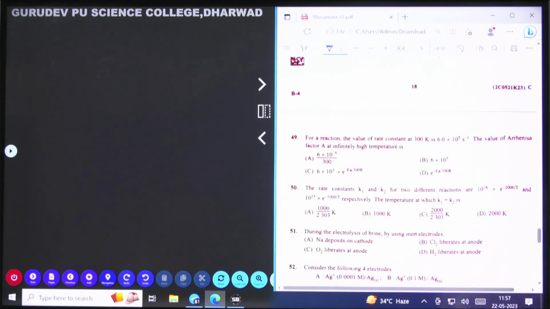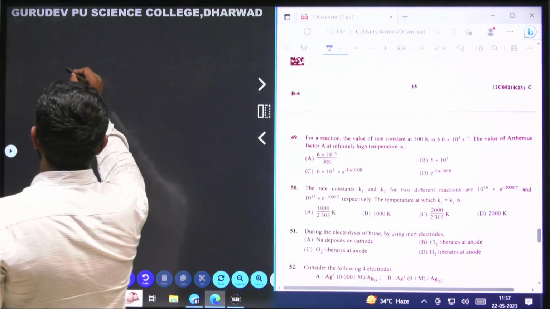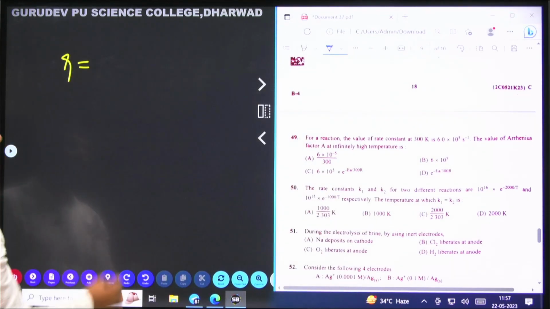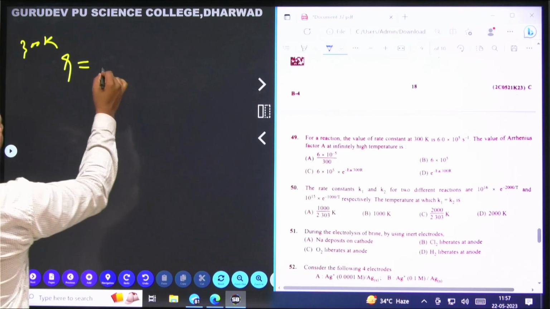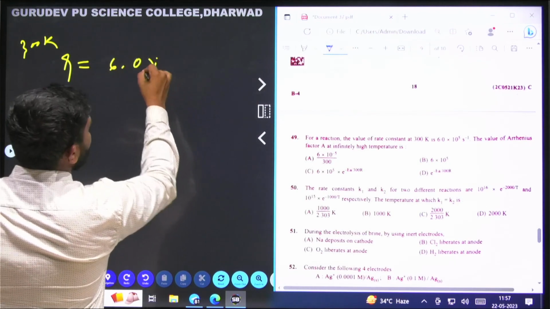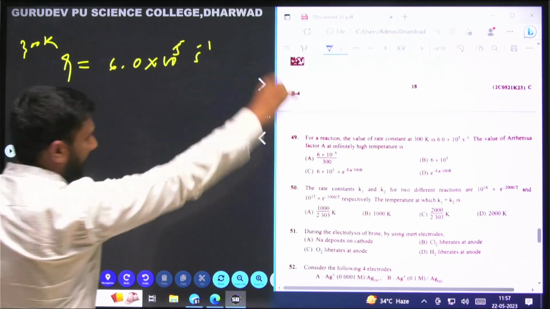For a reaction, the value of rate constant at 300 Kelvin is found to be, the value of rate constant means K value is given at 300 Kelvin temperature. K value is found to be 6.0 into 10 power 5 per second.